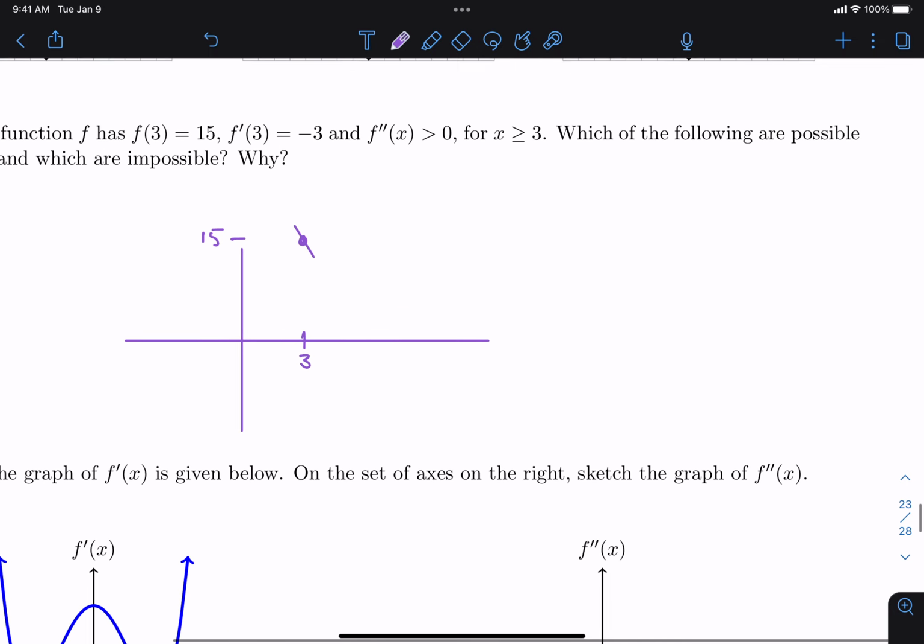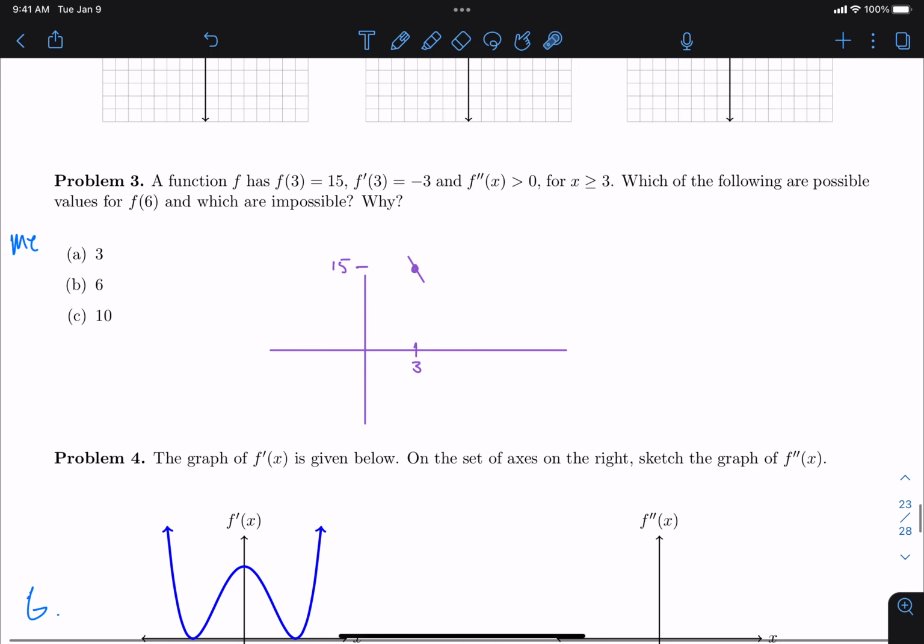Okay, so what could this possibly look like? Is it possible for f of 6 to take on these three values? Let's check. Let's put 6 here, and let's put 10 on here. Okay, here's 10.